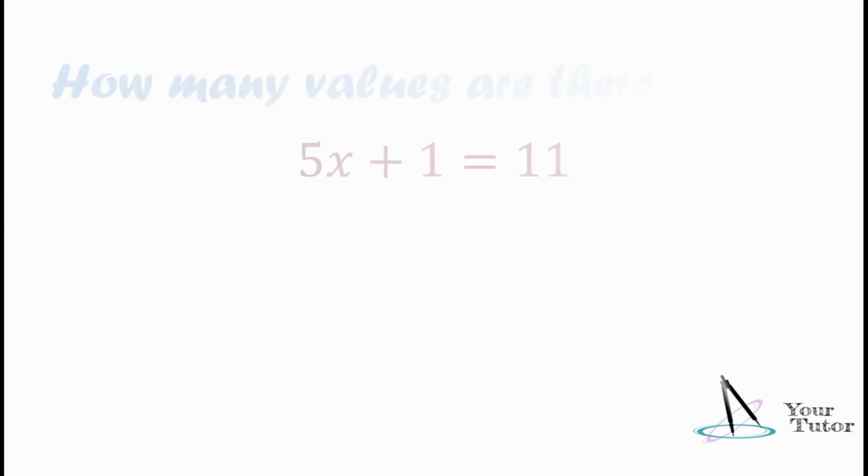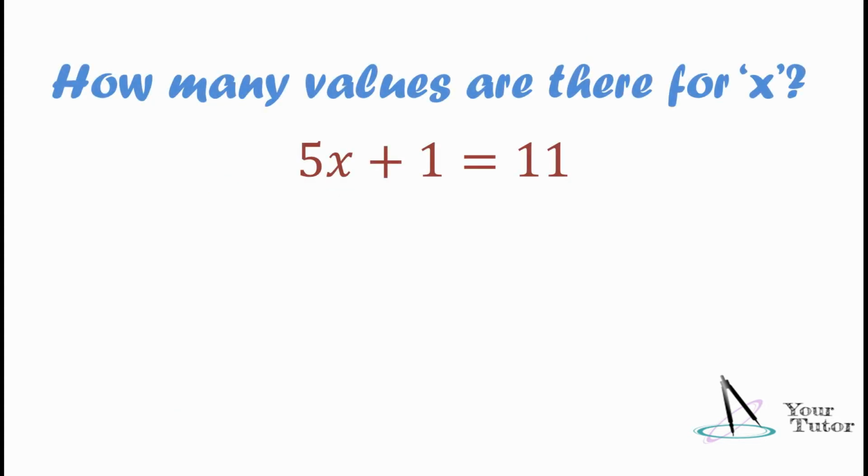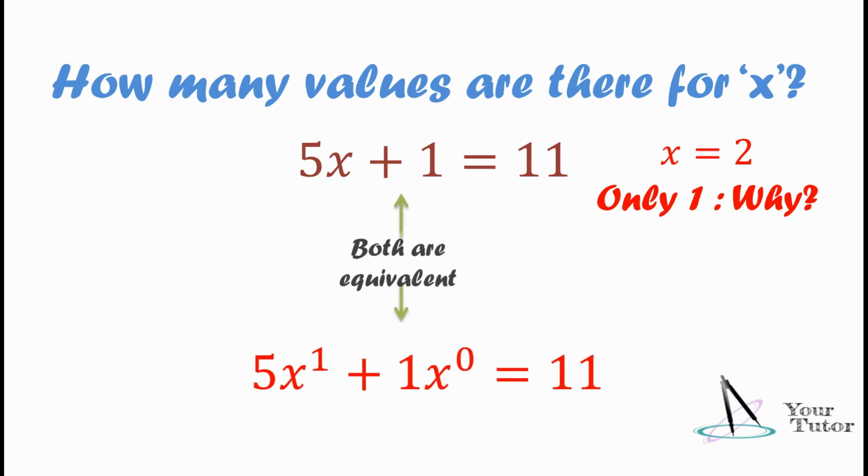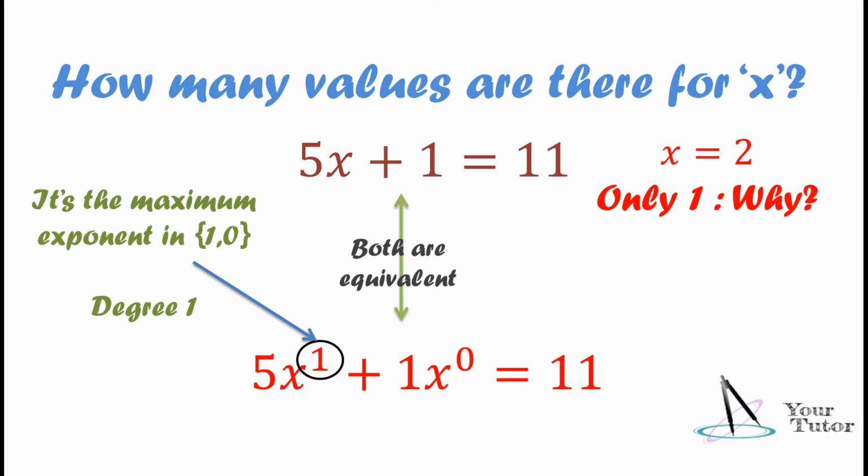How many solutions are there for x? x equals 2, only one solution. Why? We can rewrite this polynomial as this. Here, the maximum exponent is 1. So, this is a degree 1 function. Degree 1 means one solution. Always remember, degree is directly proportional to the number of solutions.